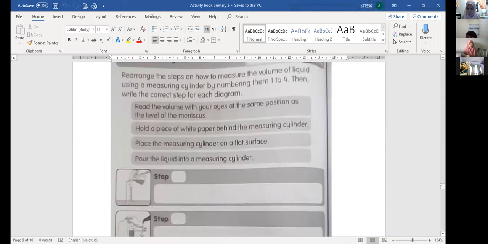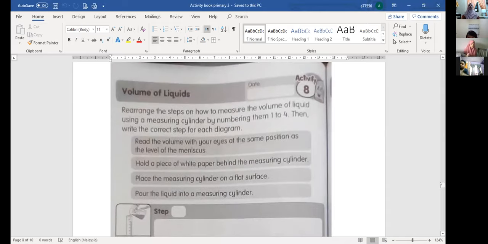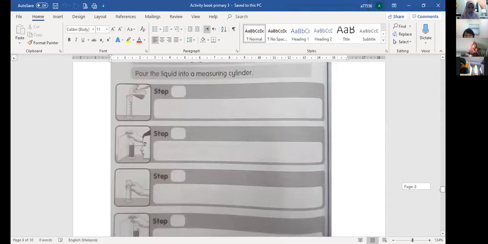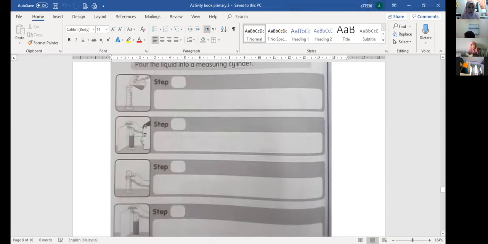Okay, ini, you have to write back the steps on how we want to read the measuring cylinder. Rearrange the steps on how to measure the volume of liquid using a measuring cylinder by numbering them 1 to 4. Then write the correct step for each diagram. As you can see here, awak kena jawab dua benda ya. You have to answer two things. First, which is the first step, how you want to take the reading of the measuring cylinder. Mana step nombor satu? This one or this one? You have to write the step. And another one, you have to write the description of this picture.